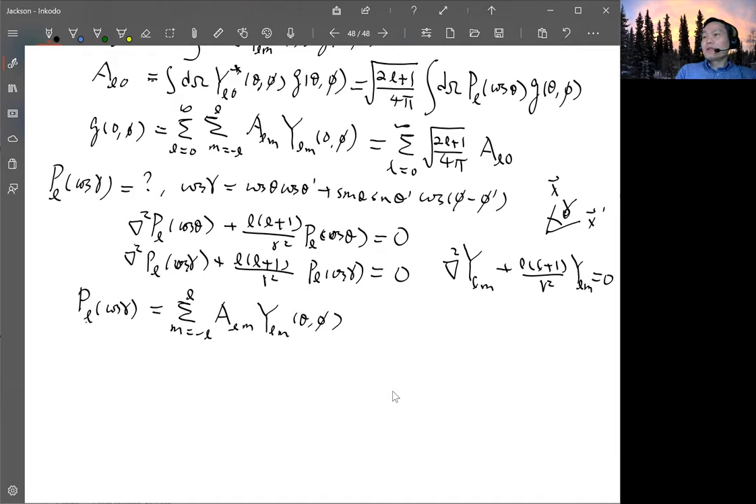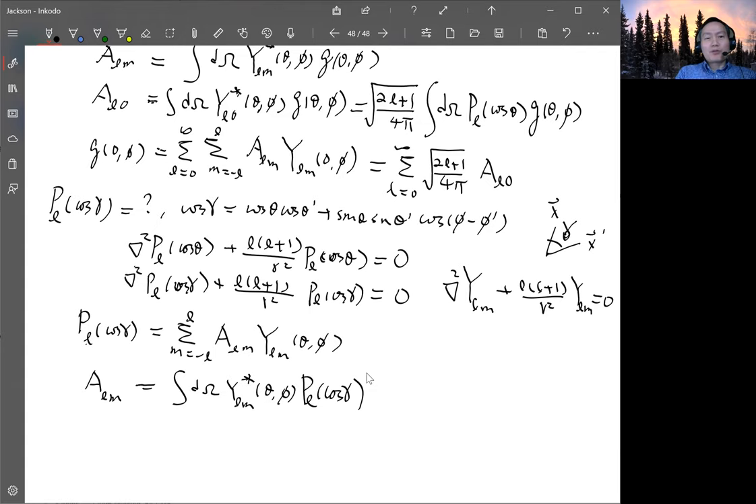Now we can do the same thing. Because this is a function in terms of spherical harmonics, we can write down the coefficient just like what we did a little bit earlier. That's how you expand a function and get a coefficient for it. It's basically integrating over the solid angle the Y_lm complex conjugate of theta and phi, multiplied by the function P_l cosine gamma that we are trying to expand.